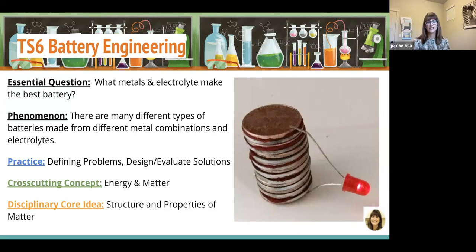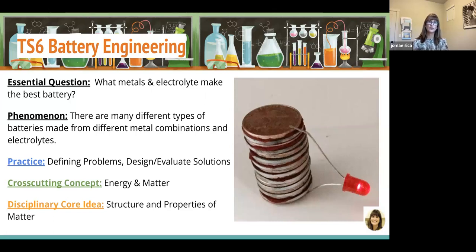And they are going to test different types of batteries that they're going to make from different metal combinations and different electrolytes. So again, this will be in the format of a jigsaw. Different groups will test either metal combinations, electrolytes, different things that would affect the performance of our battery.